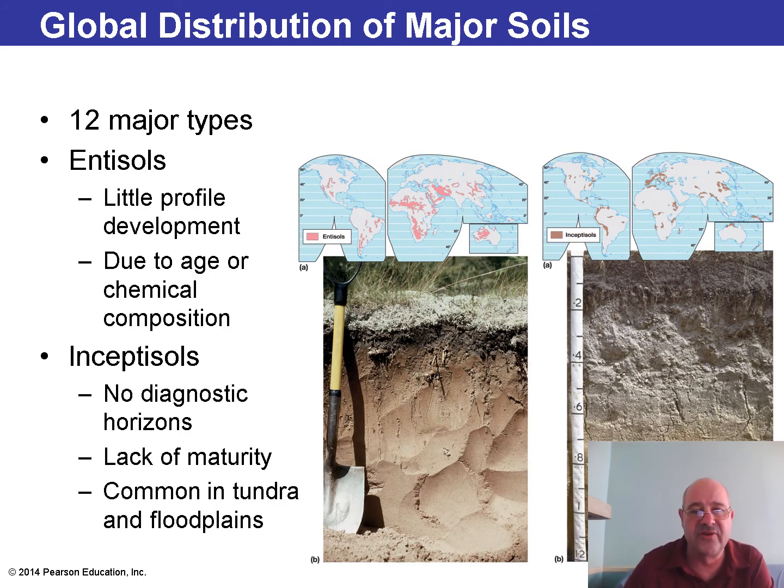So here are 12 major types. We're not going to get into this too much. Entisols, very little development. If you will look here, when I say development, let me put my pen on here, you don't see any development. Whereas with this inceptisol, look at this, that's starting to make blocky and angular blocky structures. Now, this says lack of maturity, no diagnostic horizons. Diagnostic depends on the eye of the beholder. I can see a diagnostic horizon.